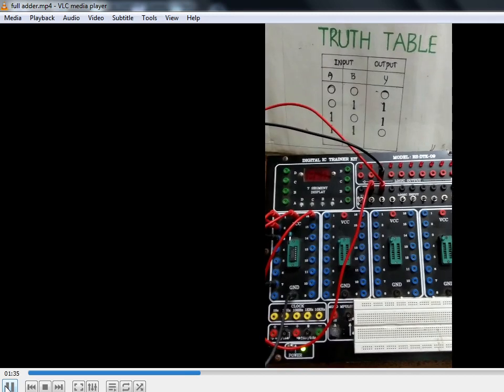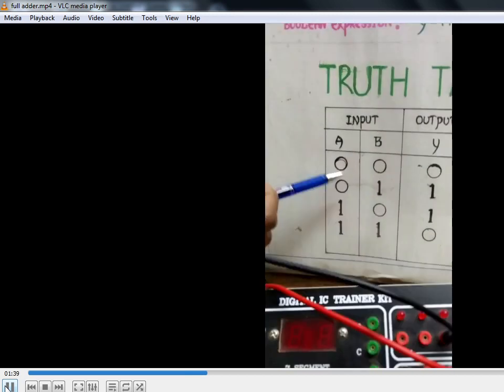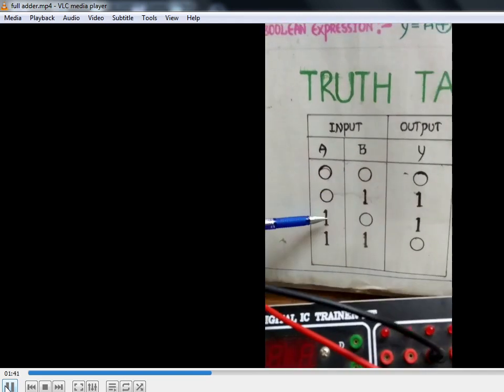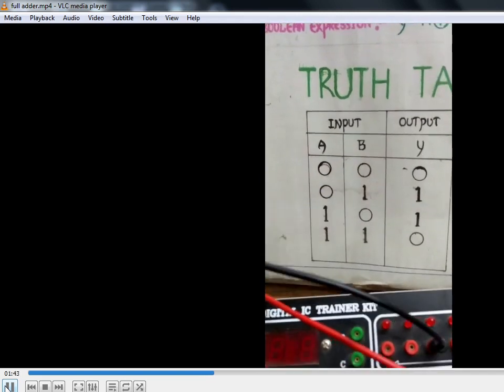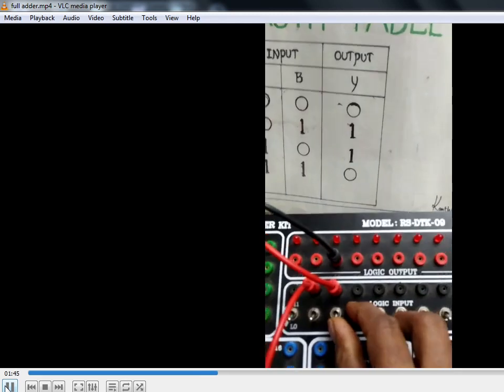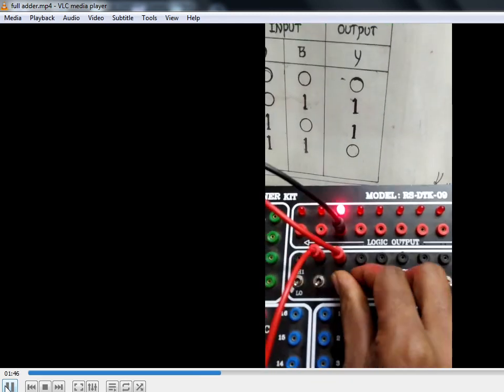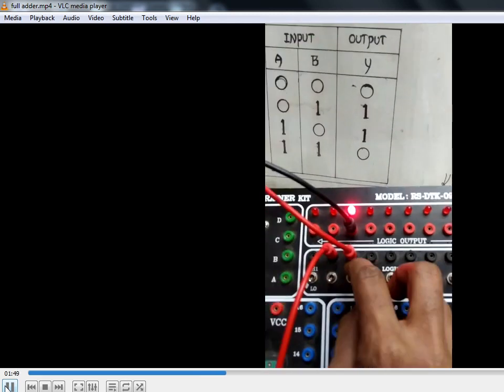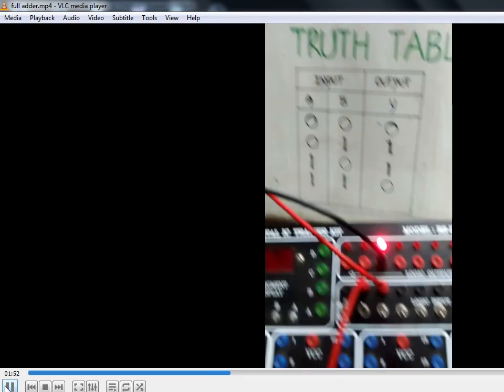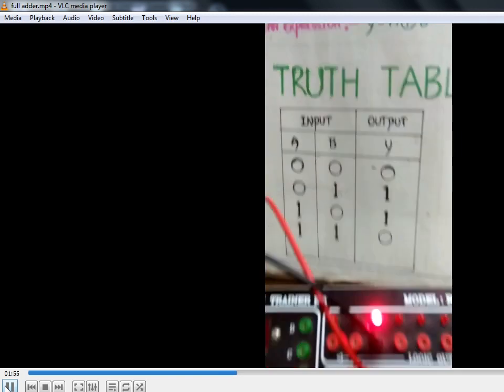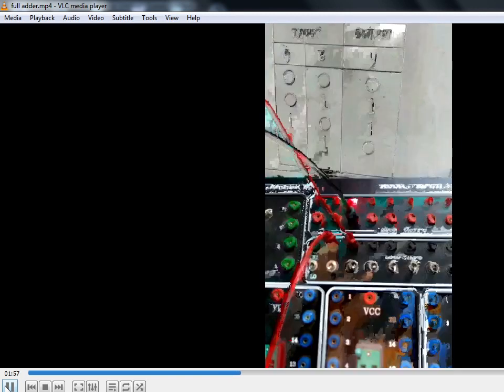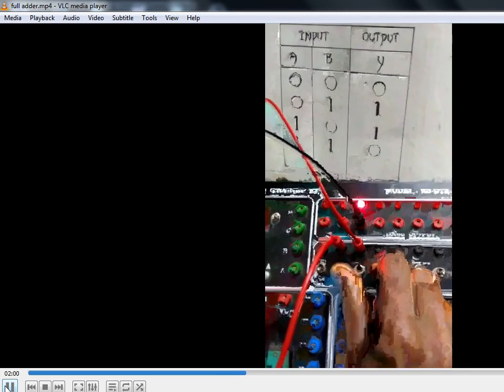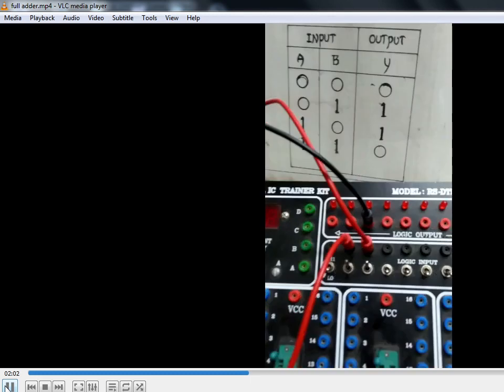According to this table, this IC gives output 1 only for the different combination of inputs. So here I am applying the different combination of inputs. So the output is 1. For the same combination of inputs, the output is 0. When both the inputs are at logic high level, output is also 0.